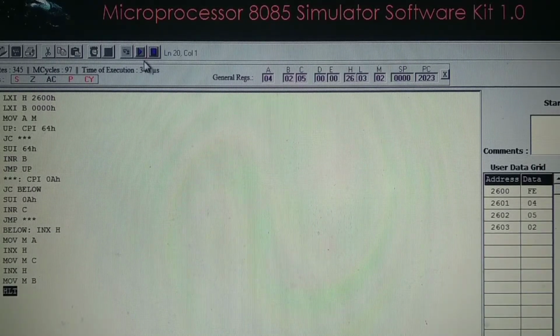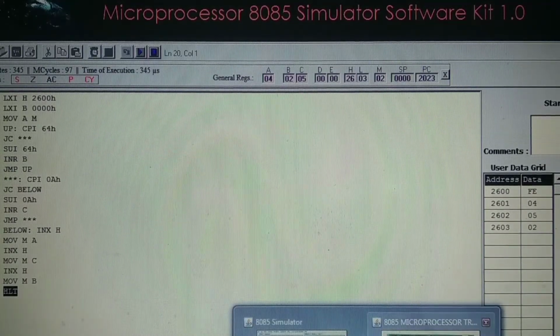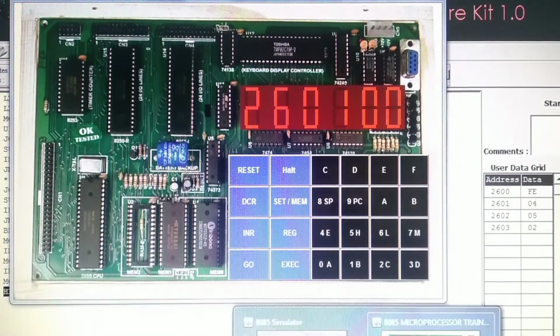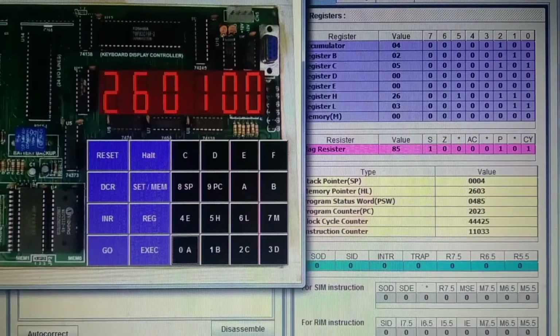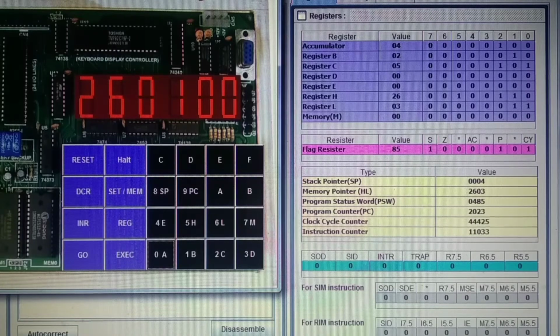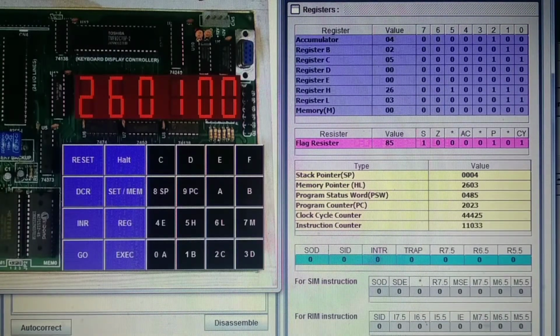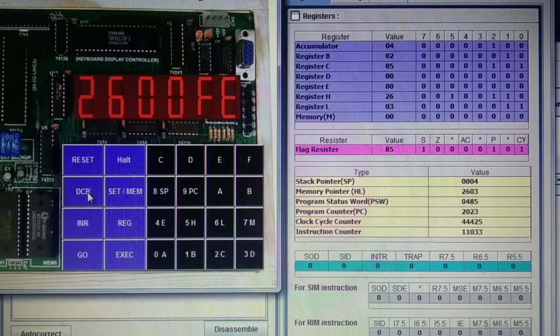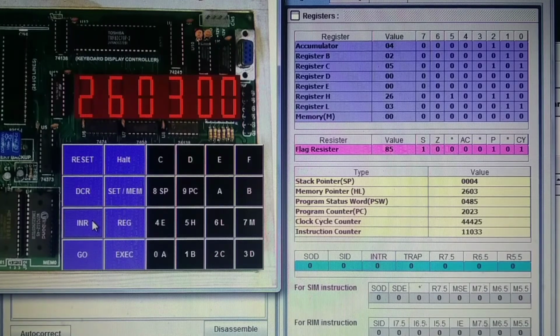Same program we can execute on a different type of kit. I will show the different type of kit here. Okay. Here at 2600 number 00 is there. I will decrement. Here I am taking number FE. At next incremented value 00.